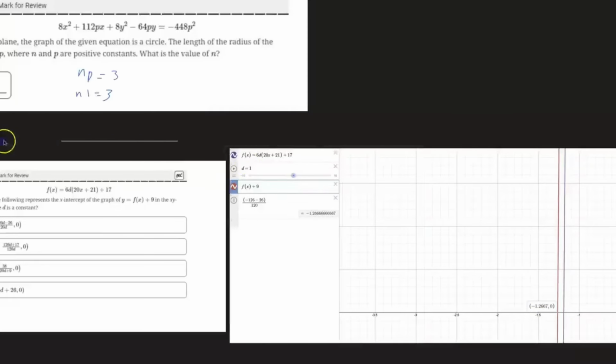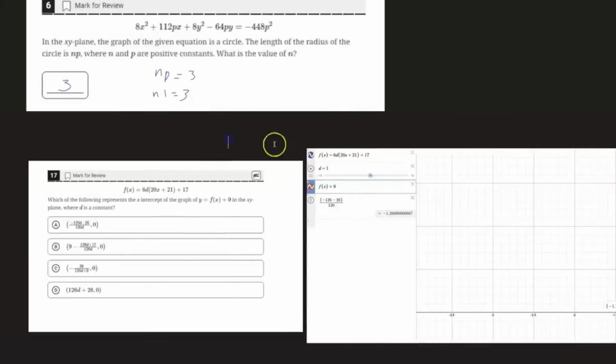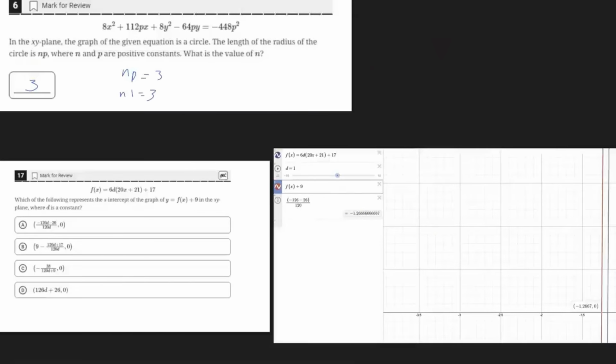-1.2667. So go back to your answer choices, and we know we set d equal to 1. So all we have to do here is pretty much just guess and check, right? So we plug in 1 for d in all of our choices, and we see we actually lucked out here. The first choice here is going to be -126 times d is 1 minus 26 over 120 will give us that value of -1.2667, which lines up with our x-intercept over here. And therefore, we can pretty confidently say that our answer choice.